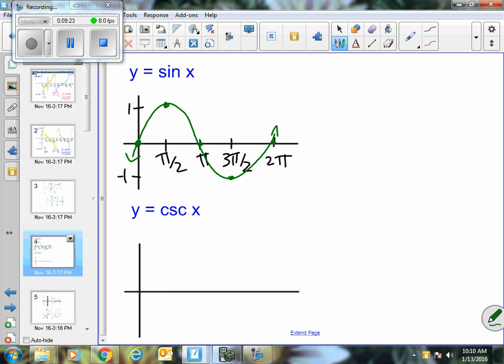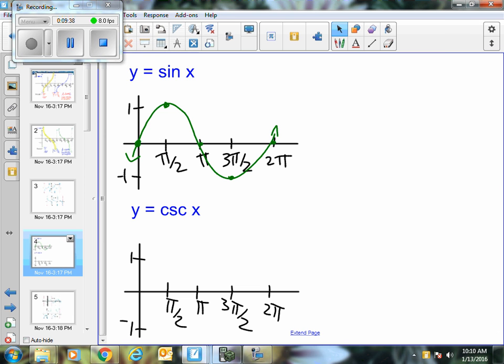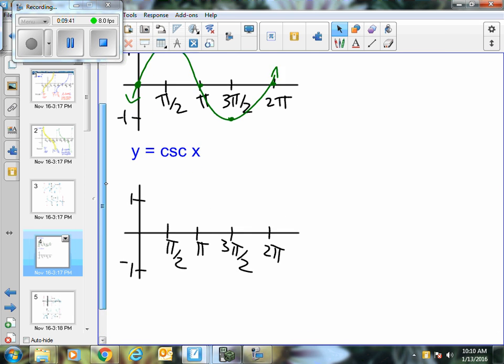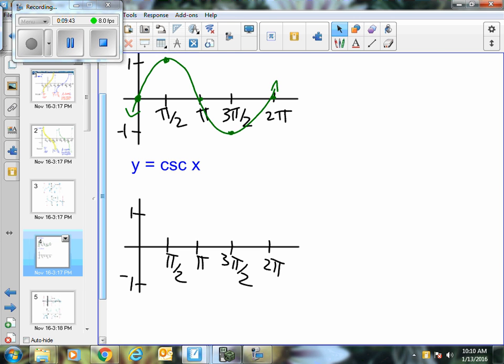Okay, now I want you to set up the exact same scale to do the cosecant graph. So we're going to think about what this picture looks like. It's going to have the same period as the original function because it's just the reciprocal, so it's always going to have the same period. And I want to think about what each of these values do. So we're going to go point by point on the graph of sine and find the reciprocal to be able to graph cosecant.